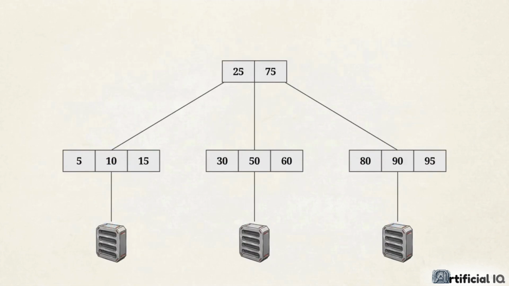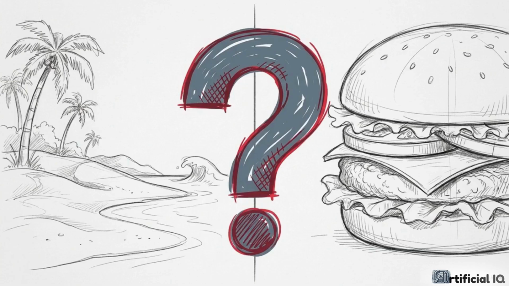A standard B-tree index relies on a natural sequence, so numbers and letters can be sorted linearly. Vectors have no inherent order. There's no mathematical reason to put a beach photo sequentially before or after a food photo.